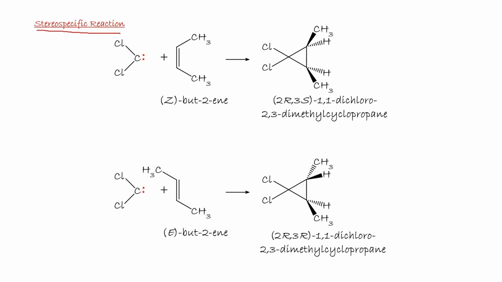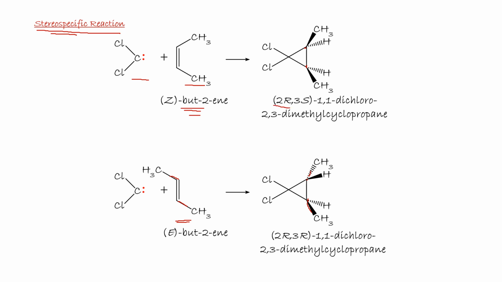Stereospecific reaction. The reaction of carbene with alkene is stereospecific, which means that if you start with different stereoisomeric starting materials, like here we have cis and trans 2-butene, the cis gives cis dimethylcyclopropane, whereas the trans gives the trans dimethylcyclopropane.